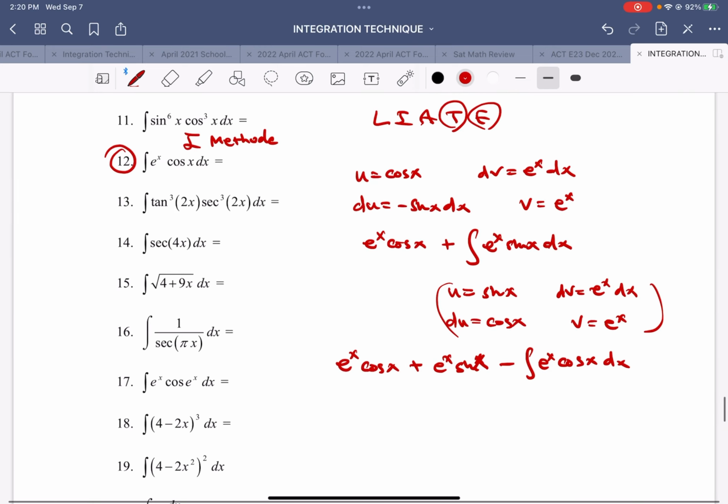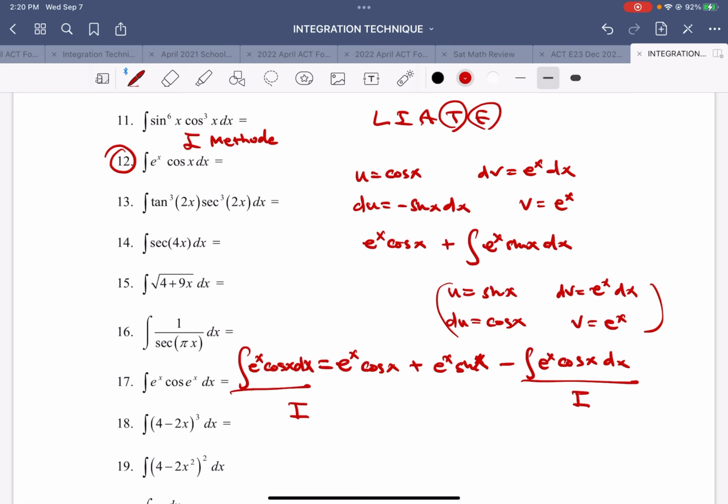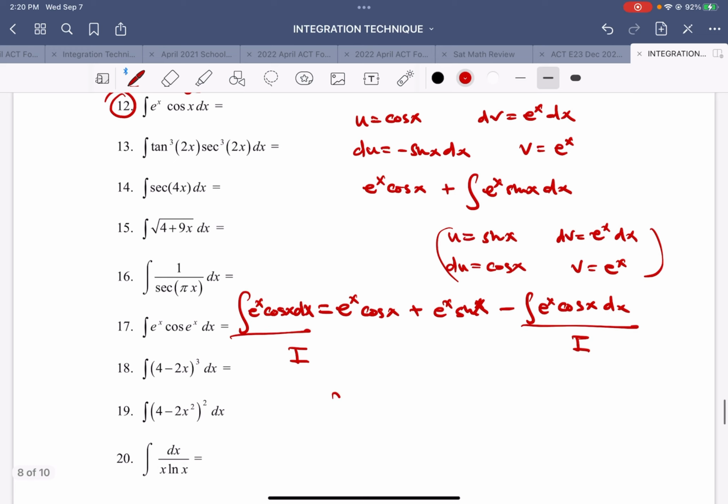Now, we start from the integral of e to the x cosine x dx, right? So that is like that. And I realize this one is the same, so let's call it I. Okay? So when you add I to both sides, 2I will be e to the x cosine x plus e to the x sine x. Okay?